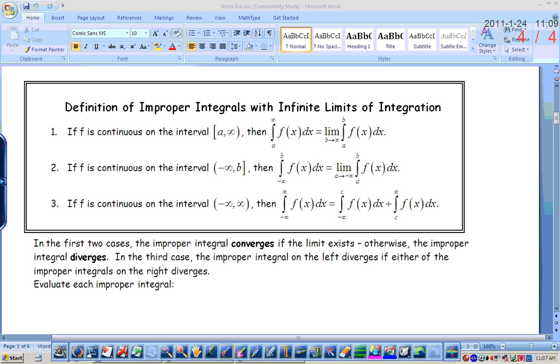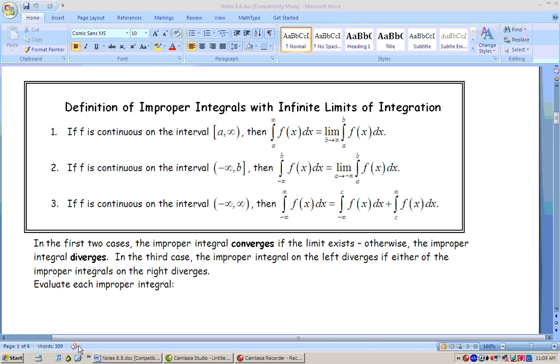The improper integral is said to converge if that limit exists, and that's your answer. Sometimes the limit will not exist, and therefore the integral diverges, and that just means it's impossible to find that area since it's an infinite region. But you'll see all of this in the examples.